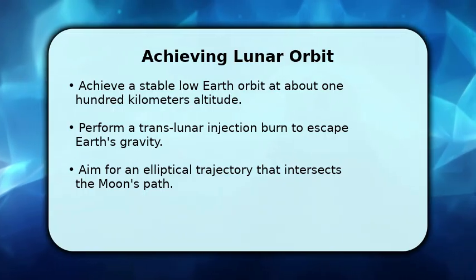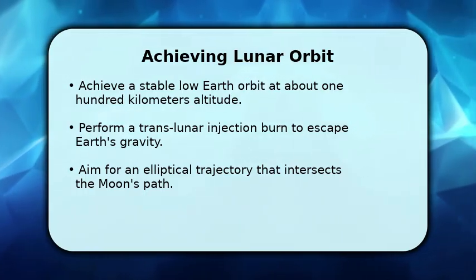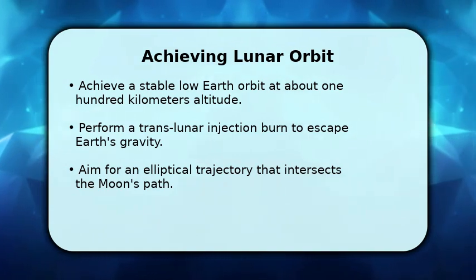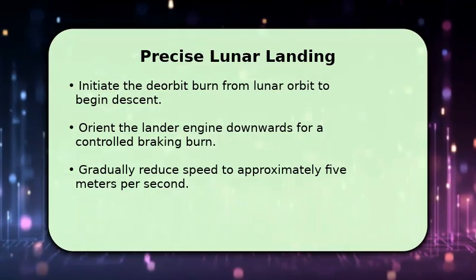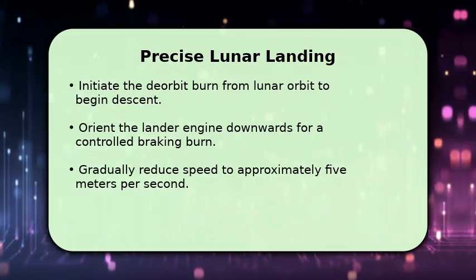As you approach the moon, execute a lunar orbit insertion burn to slow down and capture into a stable, circular orbit around our celestial neighbor. With your craft in lunar orbit, it's time for the descent. Initiate a deorbit burn to begin your controlled fall towards the moon's surface.